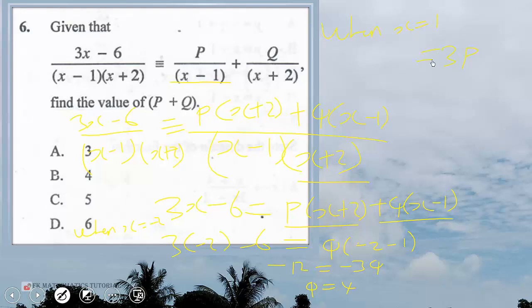Then we put 1 here. We're going to get 3 times 1, which is 3, minus 6, negative 3. So you're going to get P is equal to negative 1. So Q equals 4, P equals negative 1. When we add P, which is negative 1, plus Q, which is 4, we get 3. So the correct answer is 3.